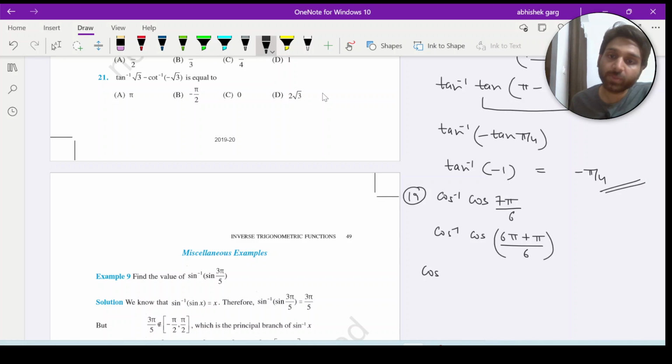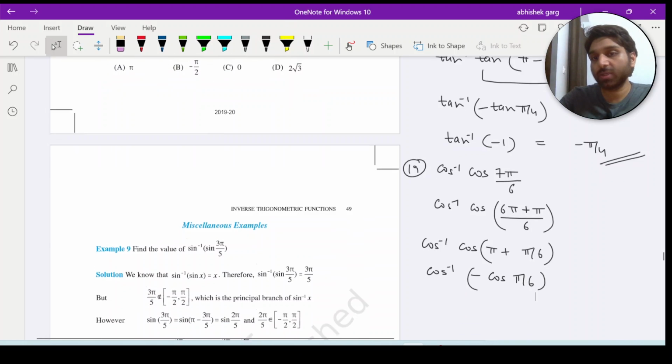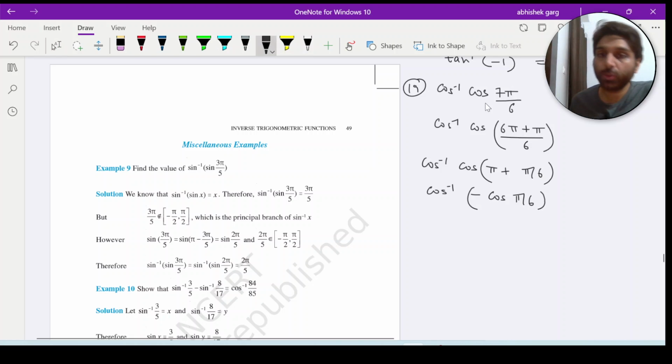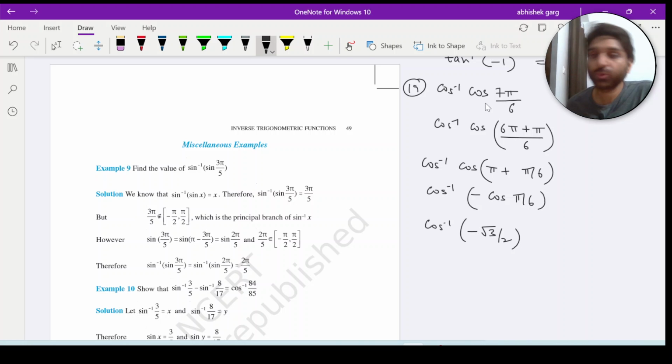Now if we distribute it, we'll get cos inverse cos pi plus pi by 6. Pi plus pi by 6 is lying in which quadrant? It is in the third quadrant. And in the third quadrant, cos is going to be negative, right? So we'll get cos inverse minus cos pi by 6. What is cos pi by 6? Cos pi by 6 is root 3 upon 2. So we get cos inverse minus root 3 upon 2.